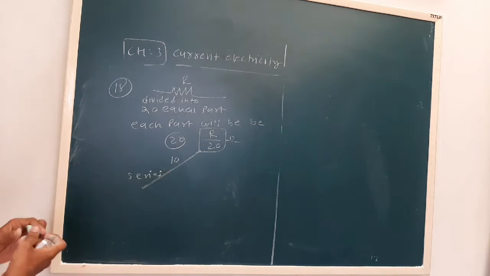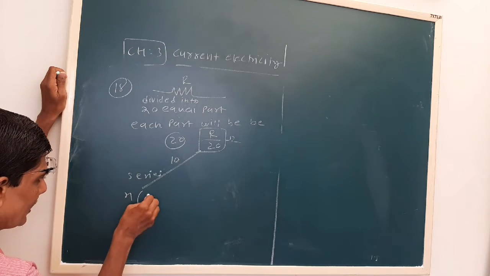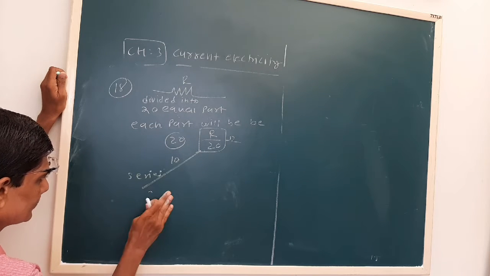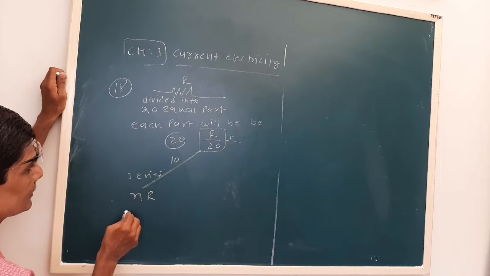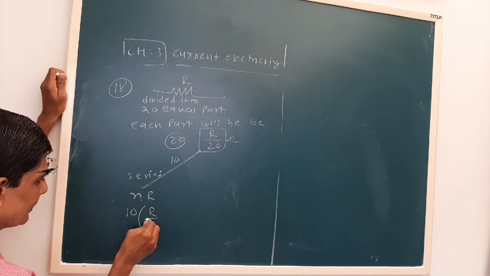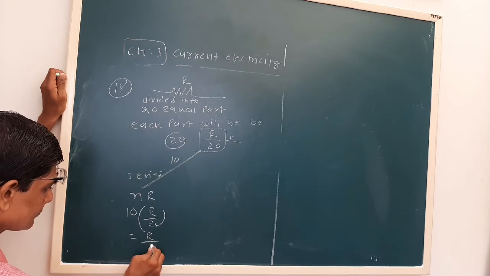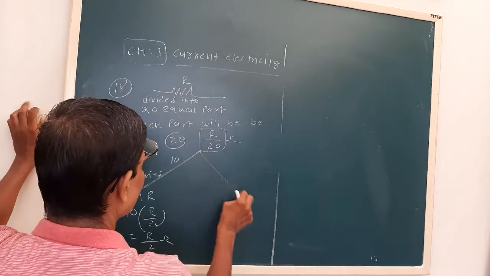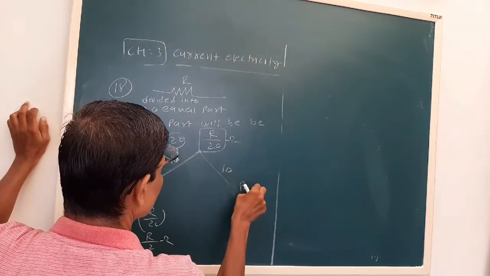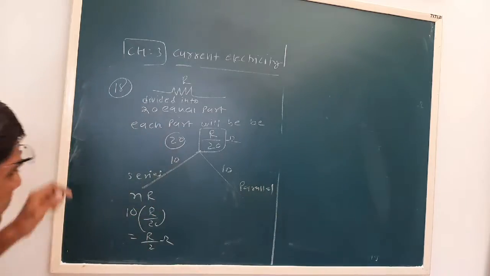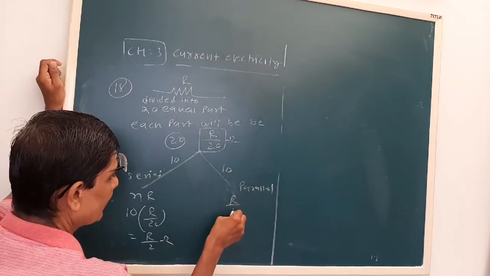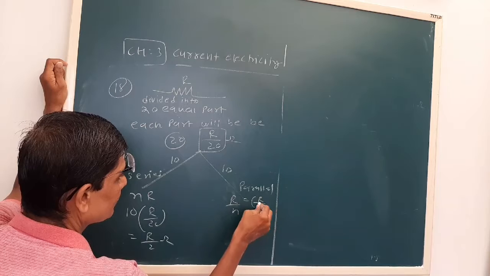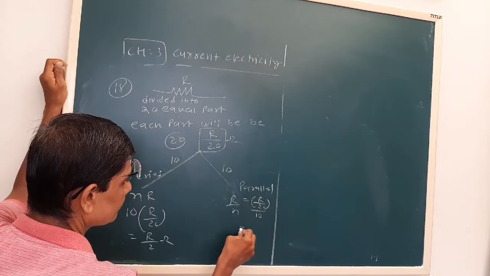Okay, so series formula, what is it? Sorry, in series it is N R. N is 10, R is R by 20. Now 10 parts are connected in parallel. So it will be R by N, where R is R by 20 and N is 10.